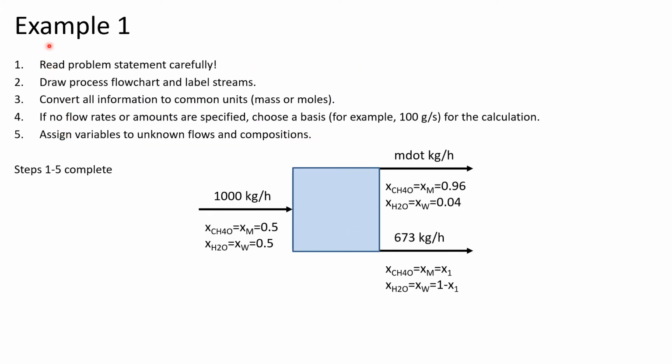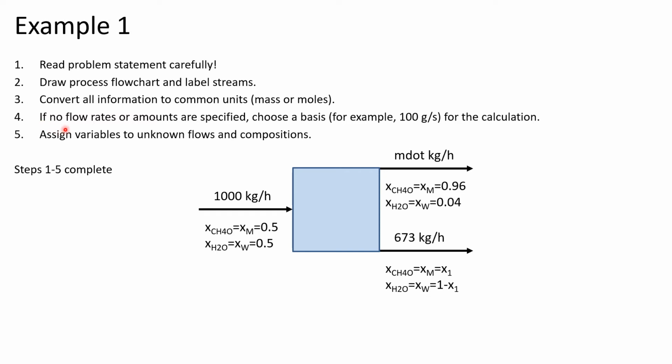So the first 5 steps are complete here. We read the problem carefully. Here, the streams are combined with a process flow diagram. All we have is one square here, one unit operation, which represents the distillation column, this blue square. So we combine the flow chart and the stream information together. Everything's been converted to a common basis. In this case, we're using kilograms per hour as our basis. It's a flow rate, and we're using mass fractions.